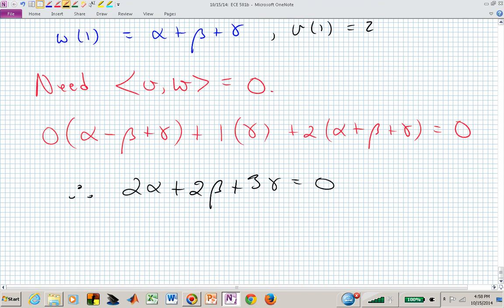And all we really need to do is pick alpha, beta, and gamma to satisfy that condition, and we have orthogonality of this W with V, with that particular V of t equals t plus 1. And I think you can now see that we have all sorts of possibilities. We have 3 variables and 1 equation.